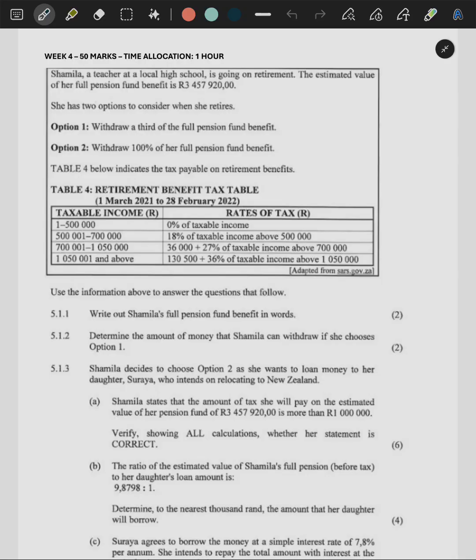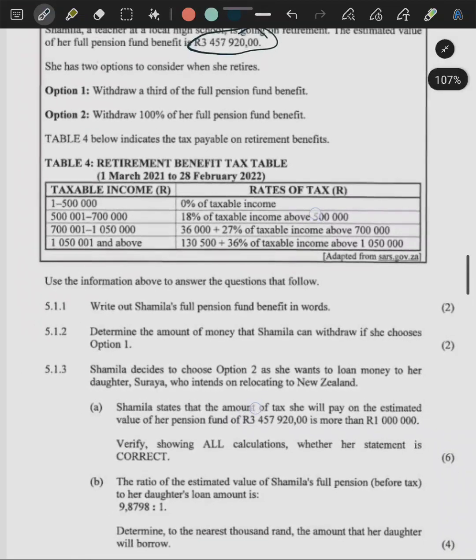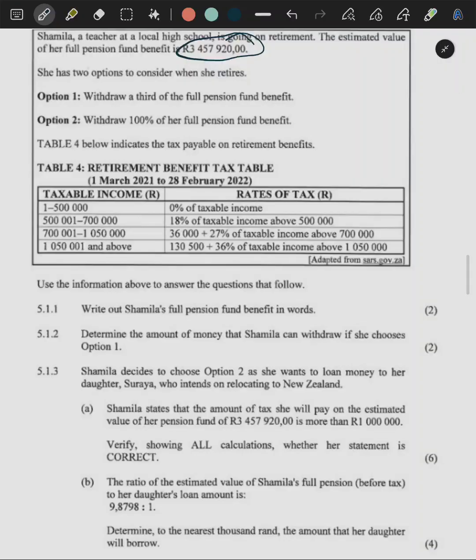And the first thing they want you to do is write out her full pension fund benefit in words. So this was quite straightforward because they give you the benefit, and you can just literally write it out exactly as they say there. So it was 3 million, so we just write 3 million 457,000 920.